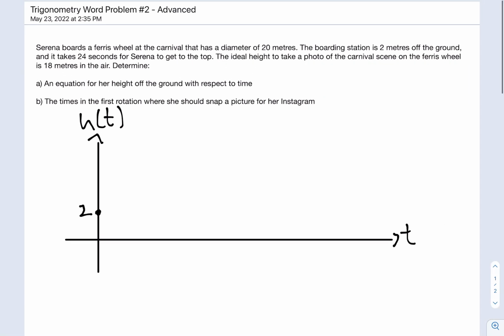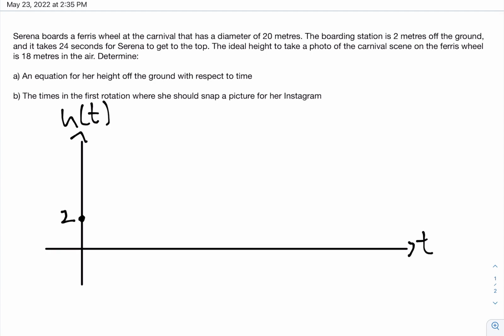They also said the diameter of the Ferris wheel is 20 meters, and it takes 24 seconds for her to get to the top. So if she starts at 2 meters at the lowest point, and at 24 seconds she gets to the top, well, the top must be this 2, the height when Serena boarded, plus the diameter of the Ferris wheel. Because if she's rotating up, the diameter of this rotation will be 20. So we're just going to add 20 to 2, and that's going to be her highest height possible. Let's just draw it here actually.